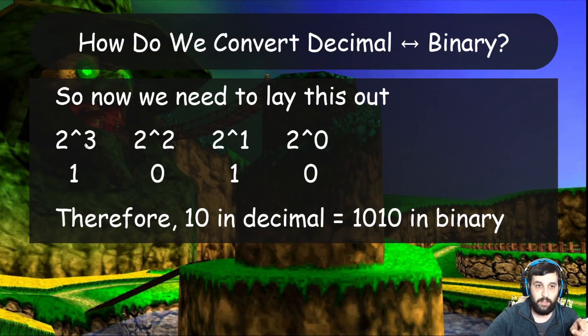2 to the power of 3, 2 to the power of 2, 2 to the power of 1, 2 to the power of 0. We have 1, 0, 1, 0. So 10 in decimal is 1010 in binary. I hope that makes sense so far.